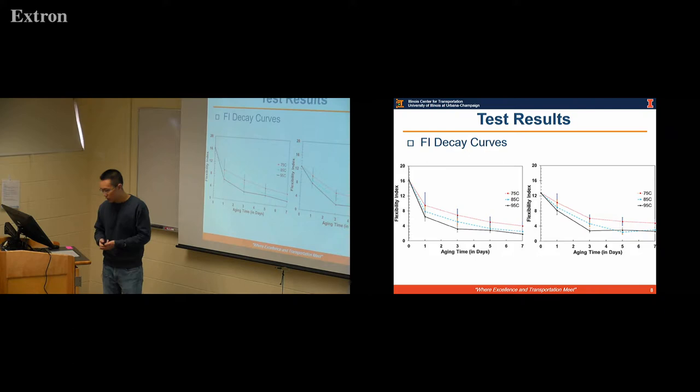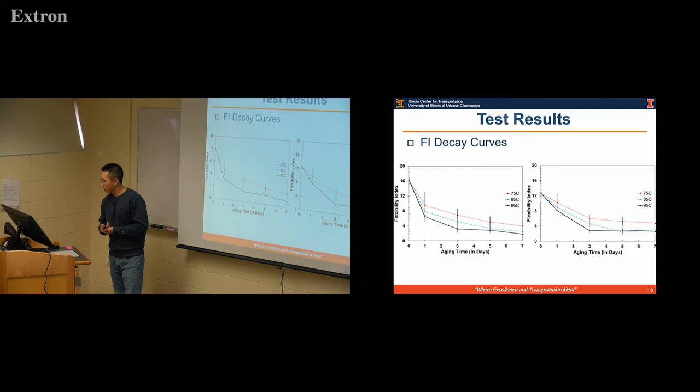PM2 and PM3 are very similar mixes. They have just one different type of aggregate, and they perform absolutely differently from the original to the aged specimens.